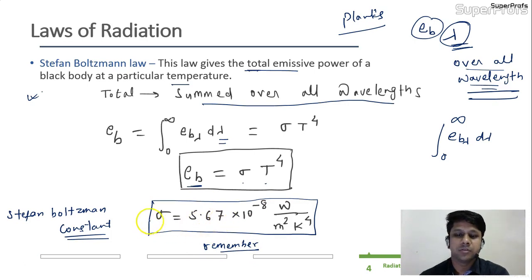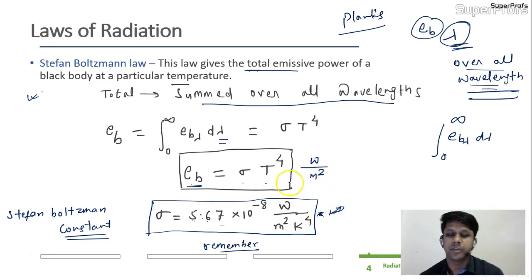This is easy to remember also. See, 5.67 into 10 to the power minus 8, in series 5, 6, 7, 8. By this logic you can remember this. And this emissive power of a black body is equal to sigma T power 4. So what will be the unit? It will be watt per meter square, because the unit of sigma is watt per meter square Kelvin power 4 multiplied by T power 4, that is Kelvin power 4. So Kelvin power 4 and Kelvin power 4 get cancelled, and you will get watt per meter square. So this is the emissive power of a black body. Remember this, sigma T power 4.